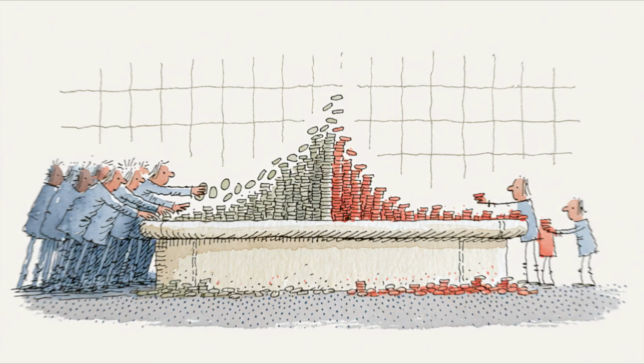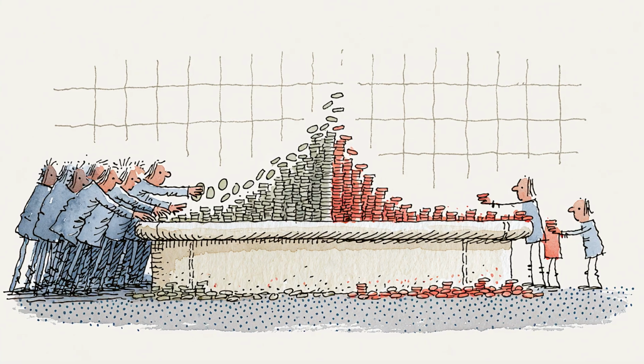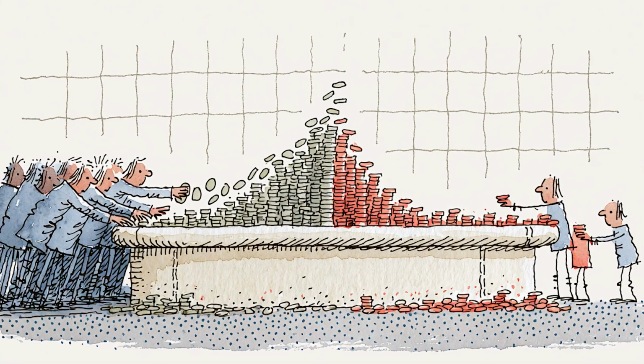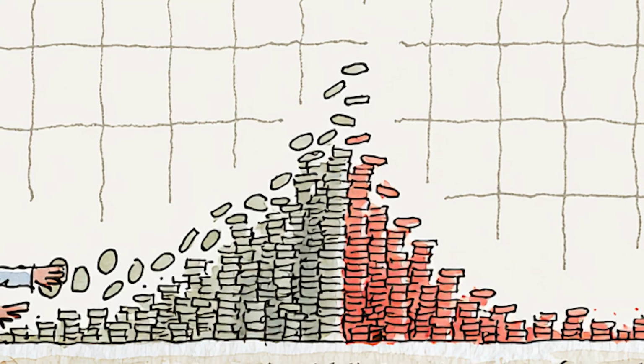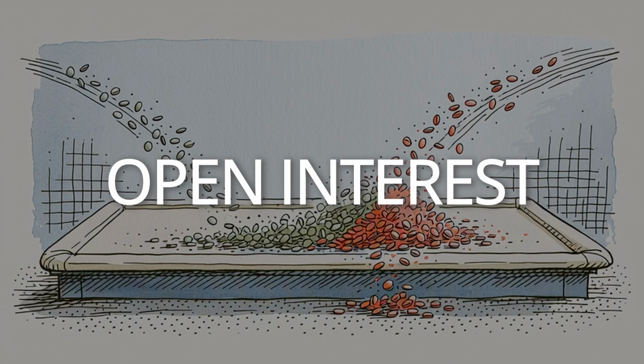Every second, bets are being placed. Some people are betting on price going up, and others are betting on price going down. And once there's a winner and a loser, that money comes off the table. You see all this stacked up here? That's open interest. It's the money stacked up before the outcome is decided.